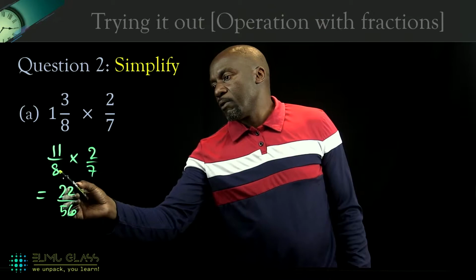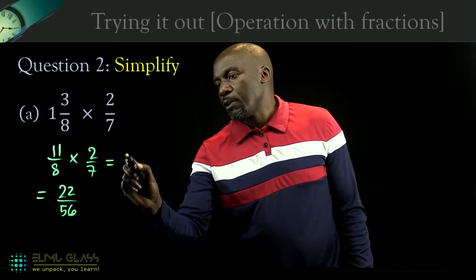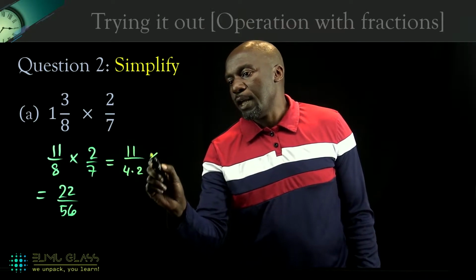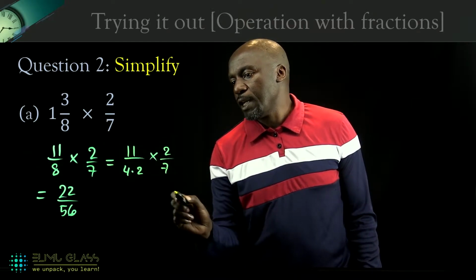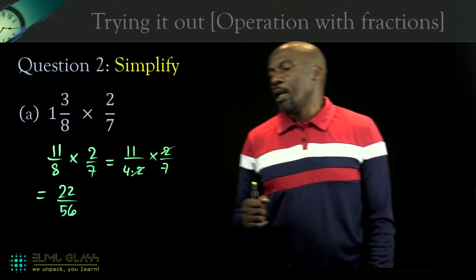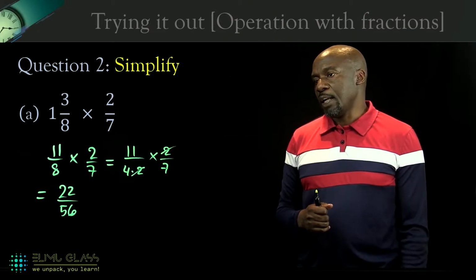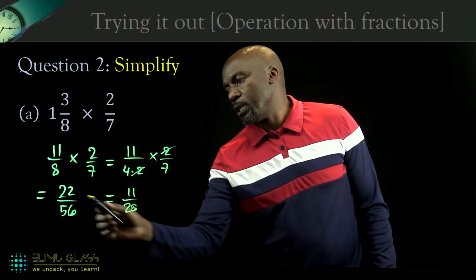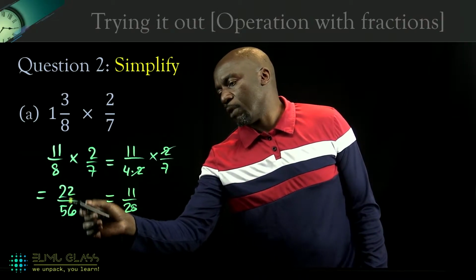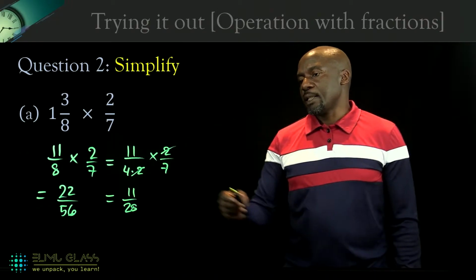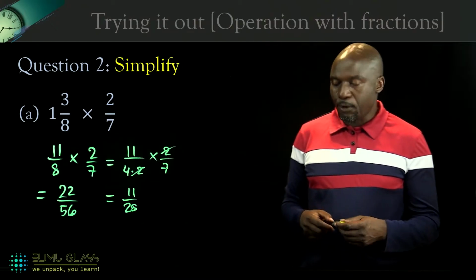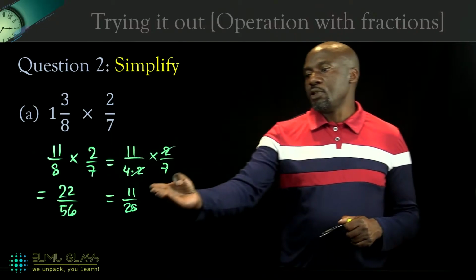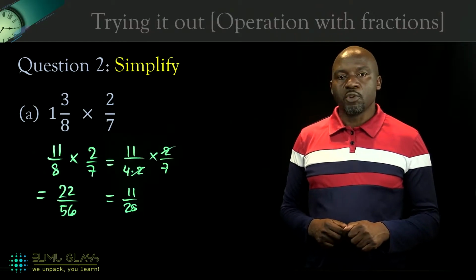As a matter of fact, I could have also chosen right here to write this as 11 over 4 times 2, and then I say times 2 over 7, and this 2 would cancel with that using the unity relation, and that gives me 11 on 28, which is the same as dividing the top and the bottom by 2 there. And so our answer is 11 on 28. We've reduced it to the lowest form. So these are equivalent fractions, and reducing to the lowest form, we get 11 on 28.